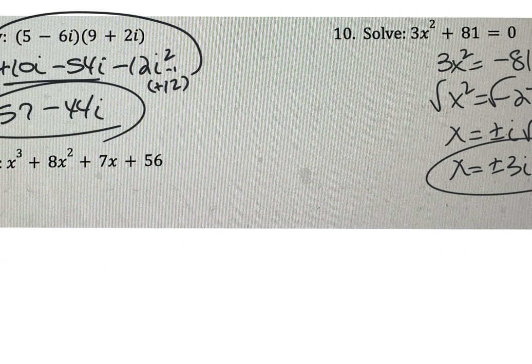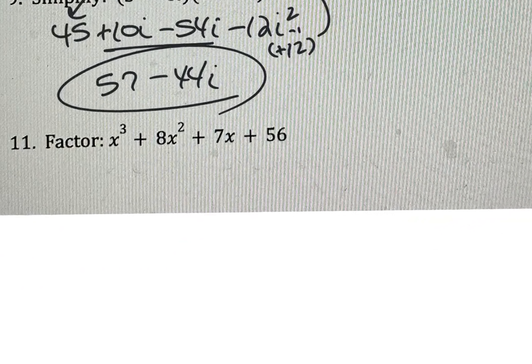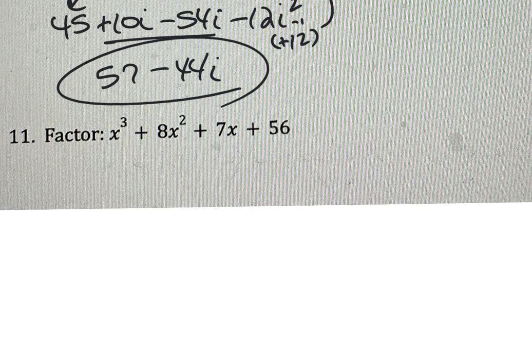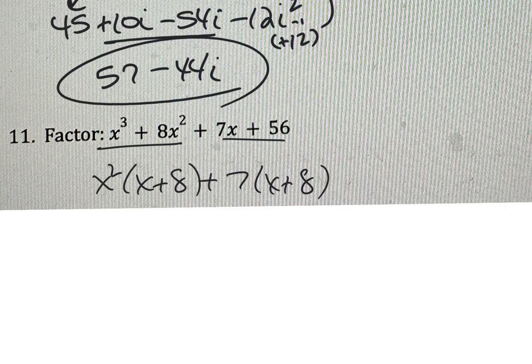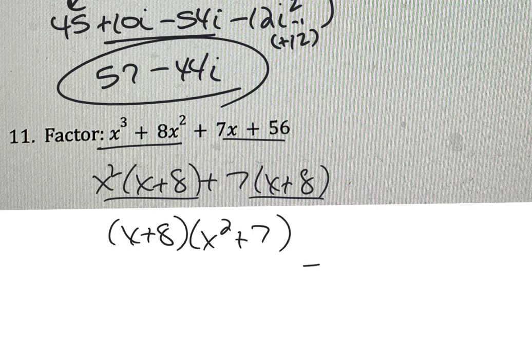All right, number 11 is down here also. Right there, it says factor. There's 4 terms. Anytime you factor 4 terms, you factor by grouping. So look at the first 2 terms. They have an x squared in common, which leaves an x plus 8. Look at the second 2 terms. They've got a 7 in common. Now, one more step. Look at this term and that term. They both have x plus 8. So that's the GCF. That leaves an x squared plus 7. And there you go. Factor by grouping.